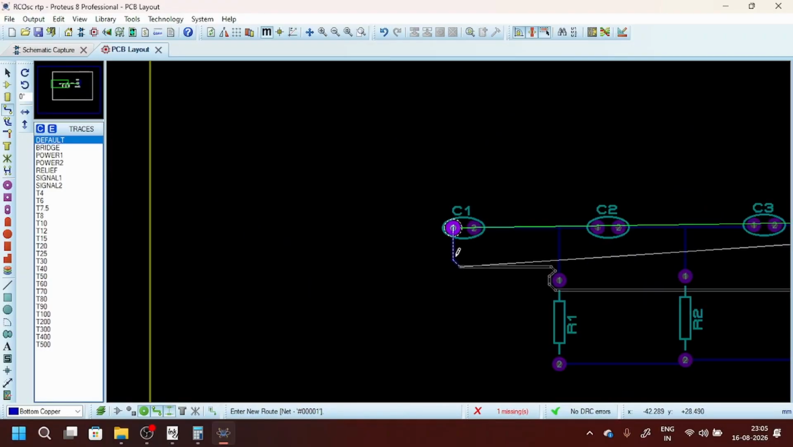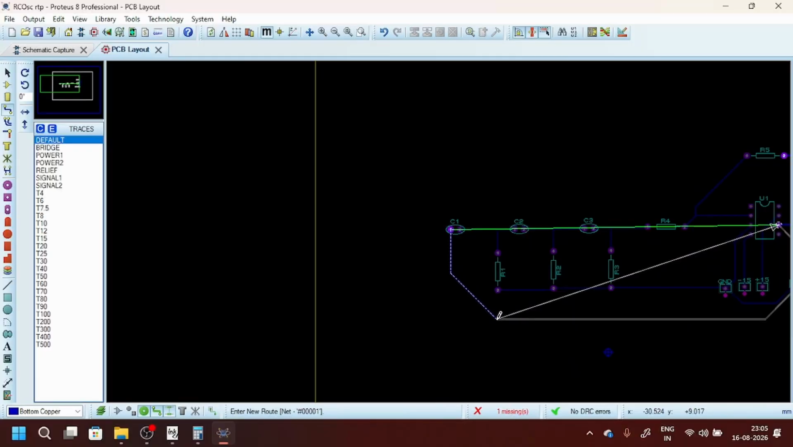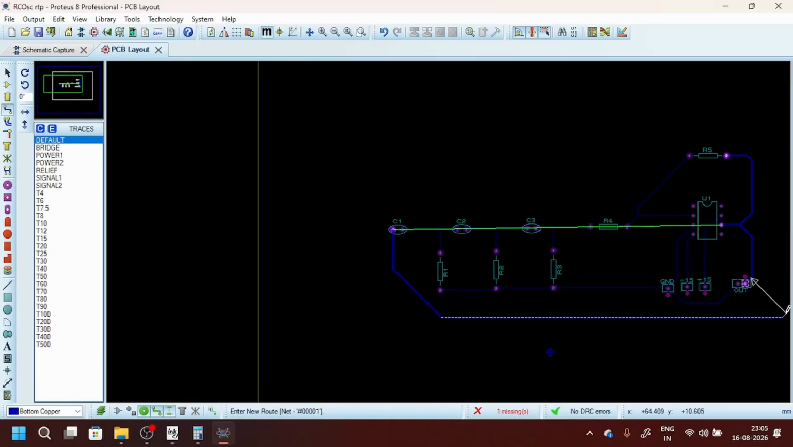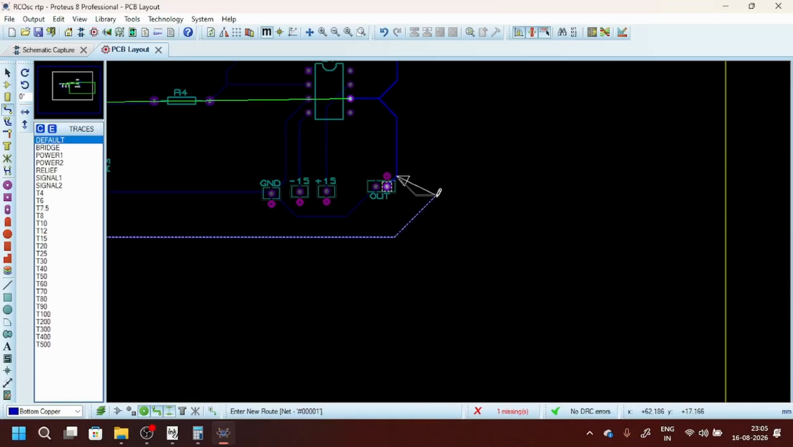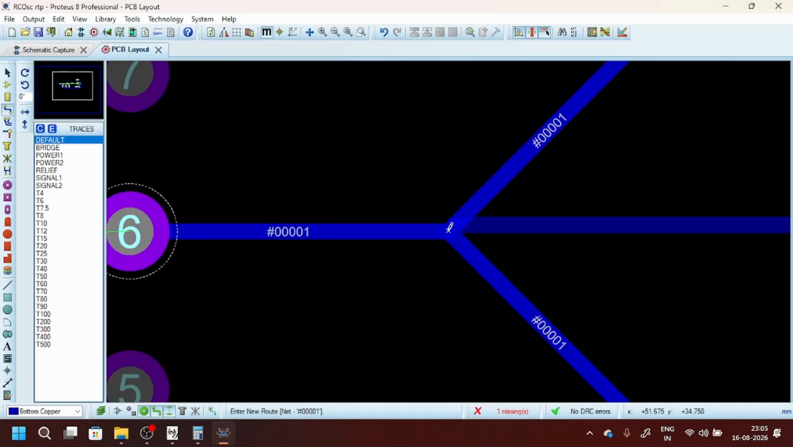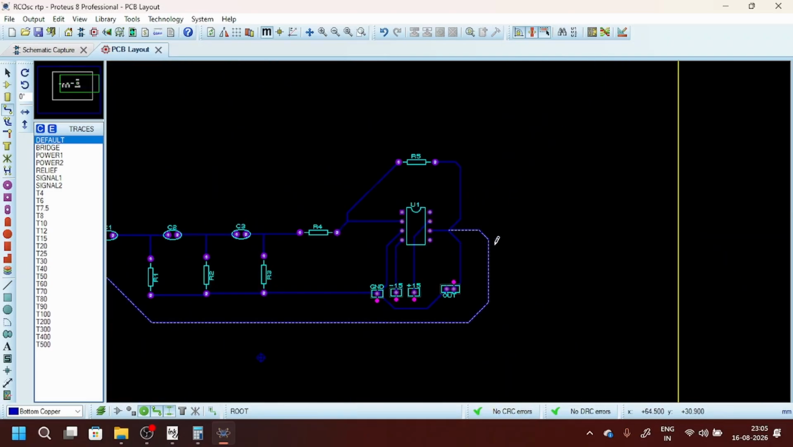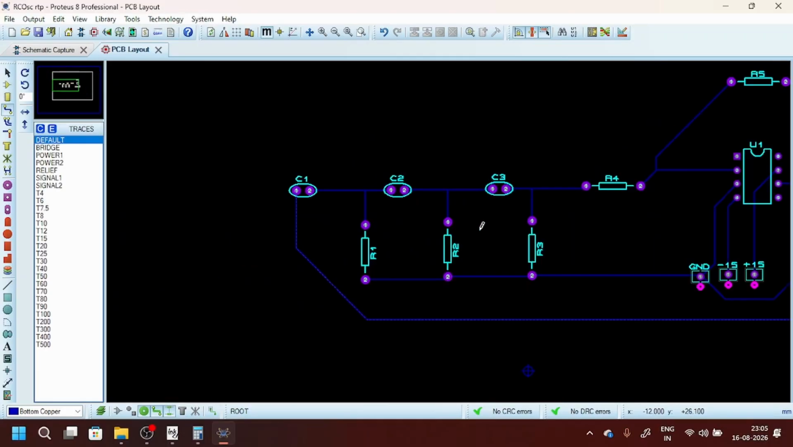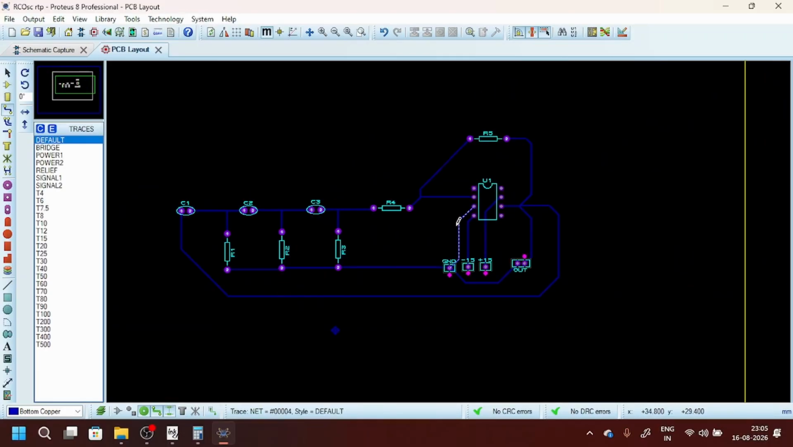So for that, I am going to make a roundabout here, and make a connection just right there. Okay, so this is the whole circuit of PCB.